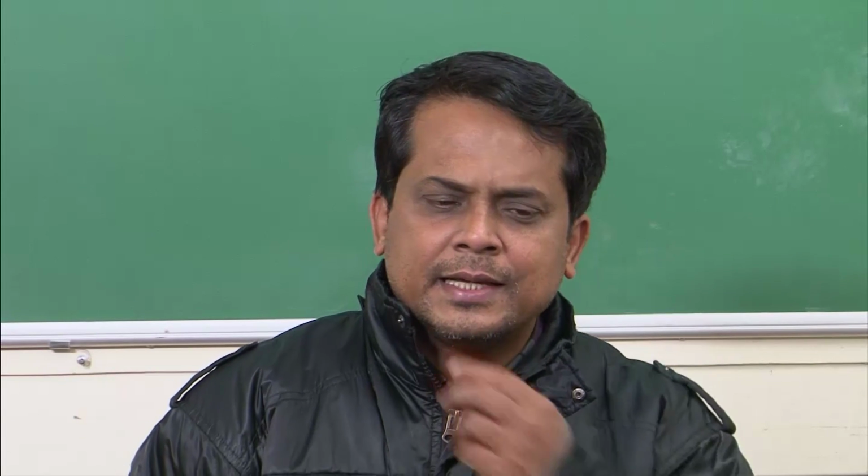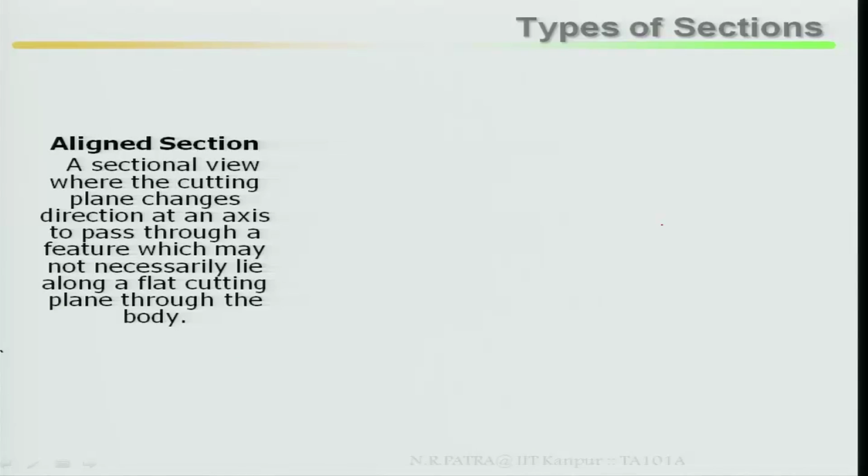Another one is your aligned sections. I am going through the types of sections one by one. First is your full section, half section, then offset section, then rotated or removed section, then your aligned sections. A sectional view where the cutting plane changes direction at an axis to pass through a feature which may not necessarily lie along a flat cutting plane through the body.